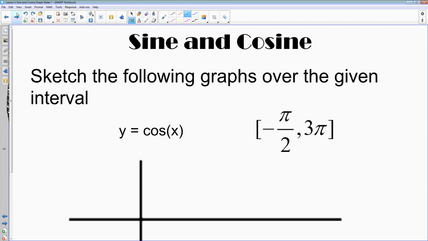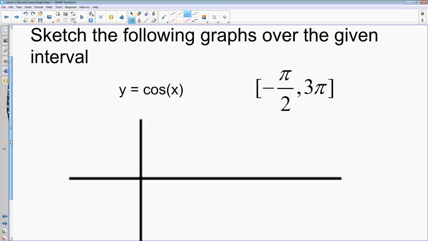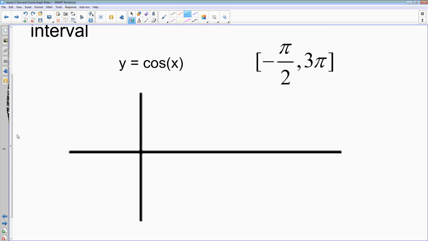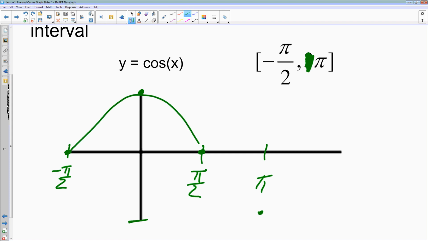So whatever the interval is, we can change it. So now y equals cosine of x, we're going to go from -pi over 2, and actually this should say pi on your note sheet, so I'm going to change that. So -pi over 2, pi over 2, and pi. The cosine of 0 is 1. Cosine of -pi over 2 is 0. Pi over 2 is 0, and pi is -1. All right, so then we have just part of our cosine curve there.